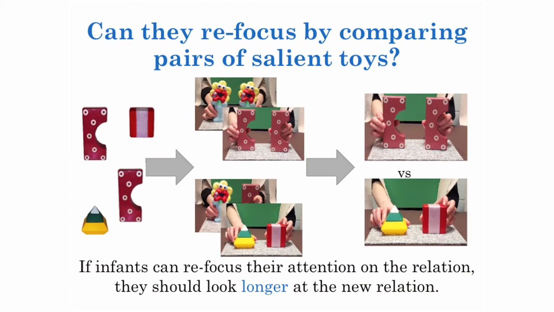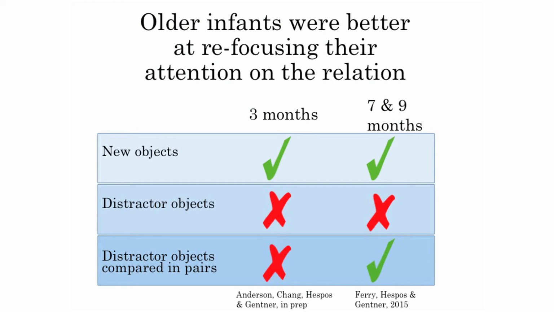Now, breaking babies is fun, but we want to fix them, right? So we also showed them some other sweet toys in the waiting room. These reappeared in comparison and in test. At this point, if they have learned to refocus on the relation through comparison, they should be back to looking longer at the new relation. And this is what we saw in 7 and 9-month-olds. 3-month-olds had a little more trouble refocusing.